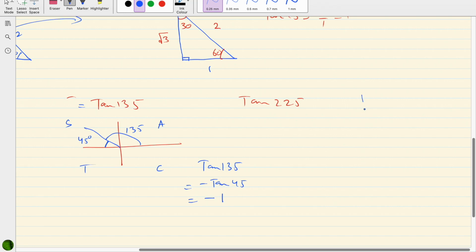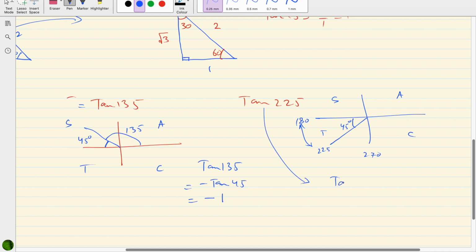Now about tan 225. Tan 225 is more than 180 and less than 270, so it lies in the third quadrant. And if it is 225, I'm finding this difference. So 225 minus 180 gives me 45. I already know what tan 45 is, that is 1. But add sugar to coffee, that is positive this time. So I can write that tan 225 is equal to tan 45, because both have the same basic angle and both are positive. So my answer is 1.